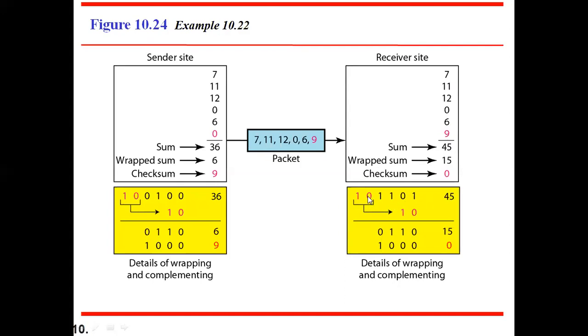Then for the 4-bit representation, take these 2 extra bits and add them. You are going to get 15. Then again, you take the 1's complement. If you get all zeros, then the transmission has no errors. If you get something else, then the transmission has errors.